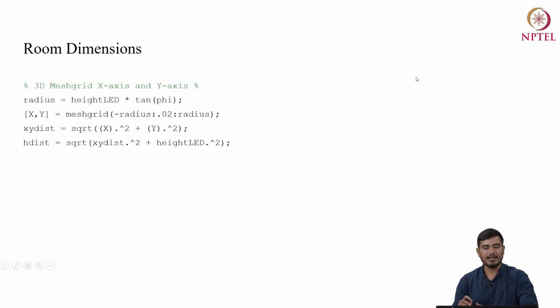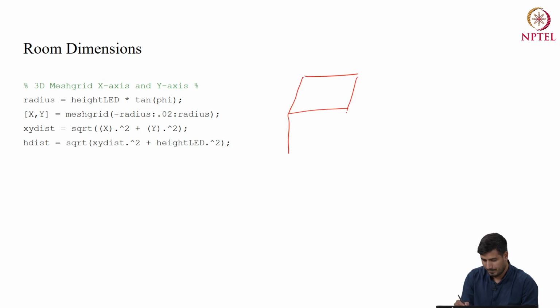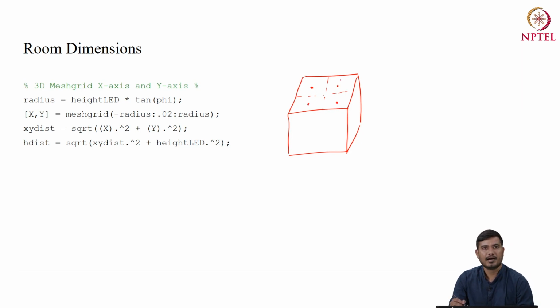Again, as I have shown you earlier, in order to calculate the received power, you require the room dimension and where you are going to place the PD. For the same, this is the room. What we have done is we have already deployed the LEDs in a rectangular configuration, and we have also given the LED parameters as input.